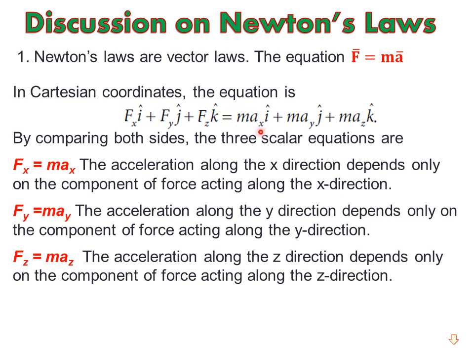By comparing both sides, the force and the mass into acceleration, the scalar equations are Fx is equal to m ax. The acceleration along the x direction depends only on the component of force acting along the x direction. The second one, Fy is equal to m ay. The acceleration along the y direction depends only on the component of force acting along the y direction. The third one, Fz is equal to m az. The acceleration along the z direction depends only on the component of force acting along the z direction.